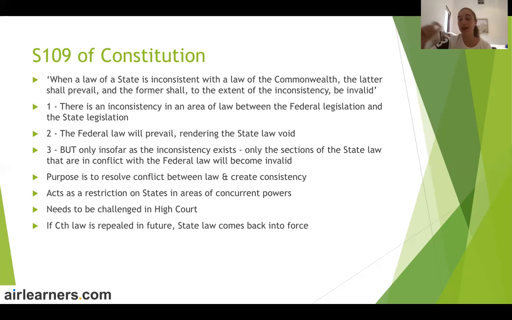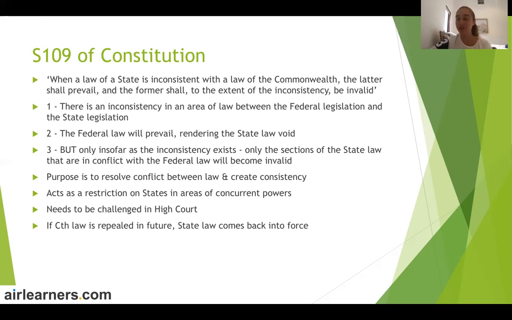If possible, they will try to save as much of the Victorian law as possible. So rather than getting rid of the whole section which is inconsistent with the federal law, they may just get rid of the word that is inconsistent. And the purpose of Section 109 is to resolve conflict and create consistency between the laws in the Commonwealth.